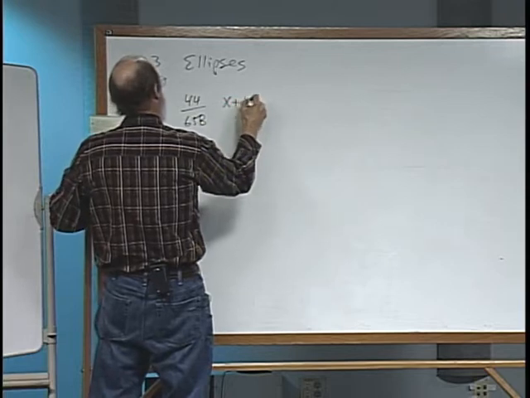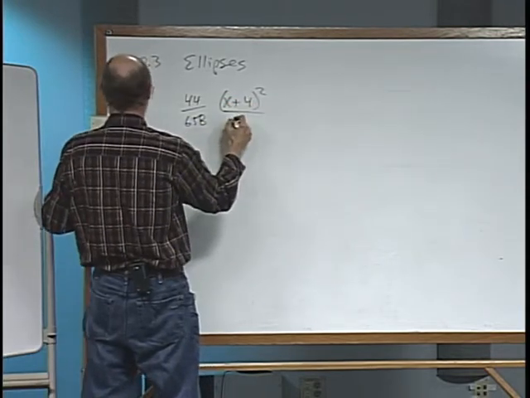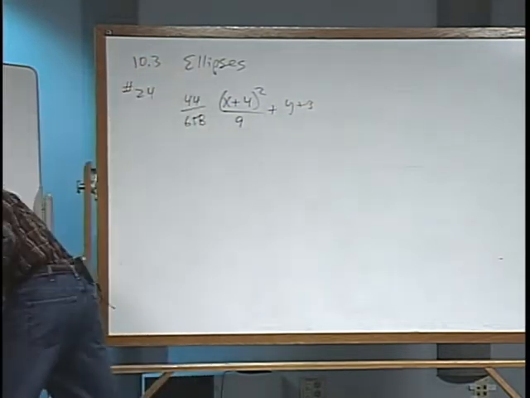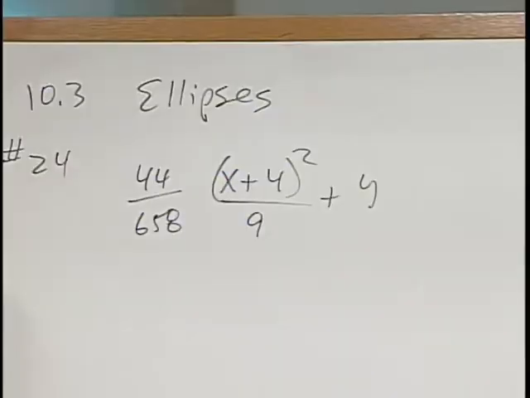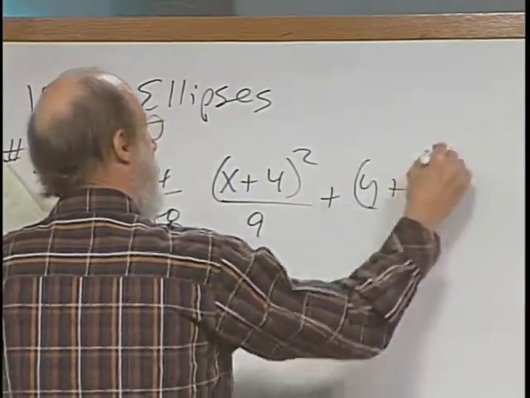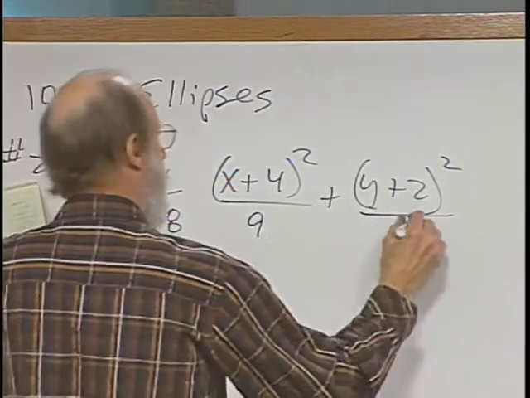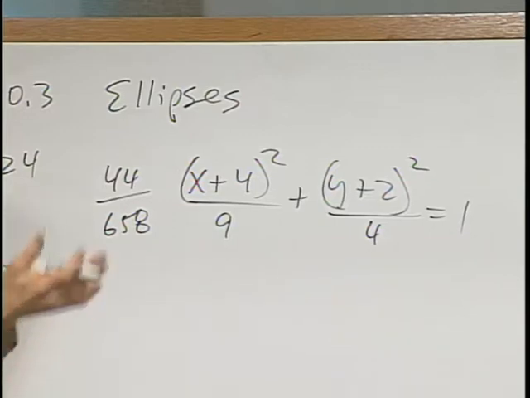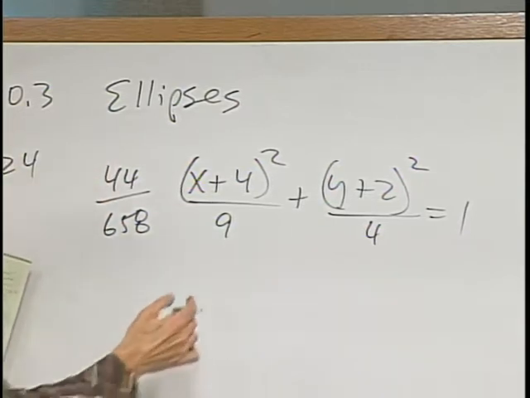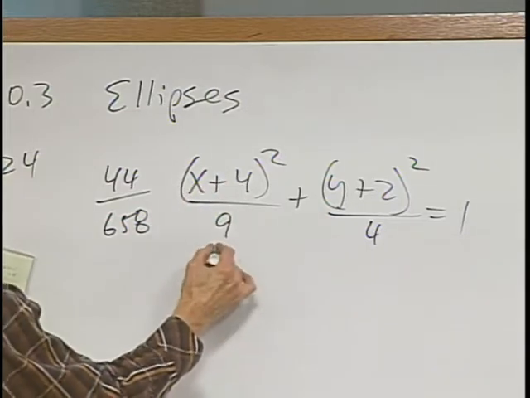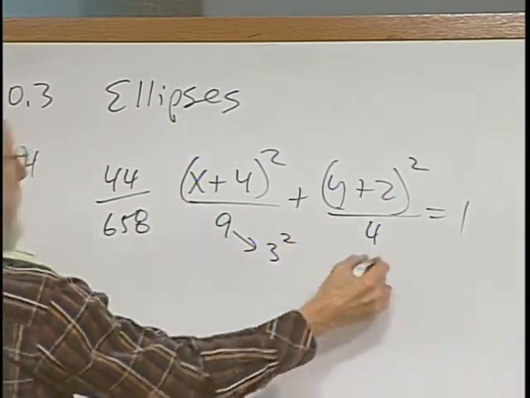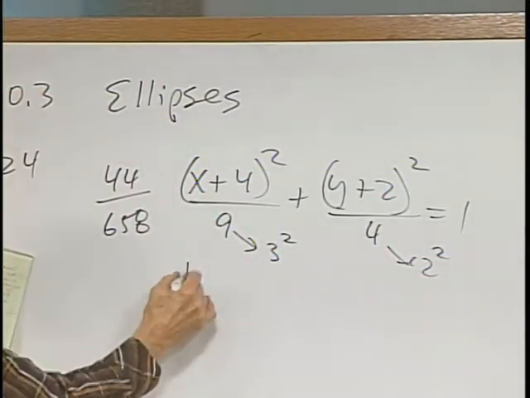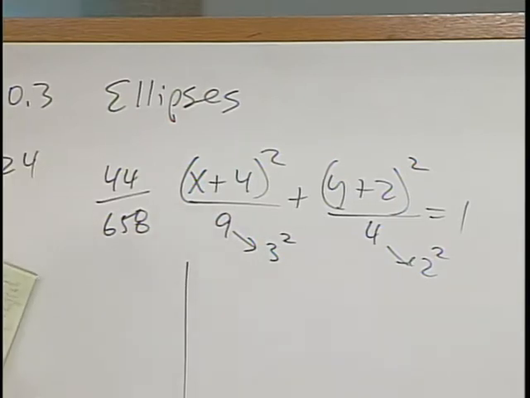Here's a simple problem. (x + 4) squared over 9 plus (y + 2) squared over 4 equals 1. Now, without going through the whole explanation about this, what we want to do is realize that this is 3 squared and this happens to be 2 squared. That's important, because we have to draw this thing.